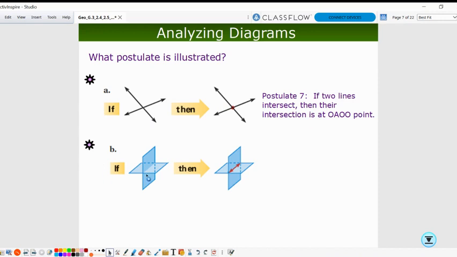Can you guess the next one? If 2 planes intersect, then they intersect at a line. This is postulate number 11. If 2 planes intersect, then the intersection is a line.